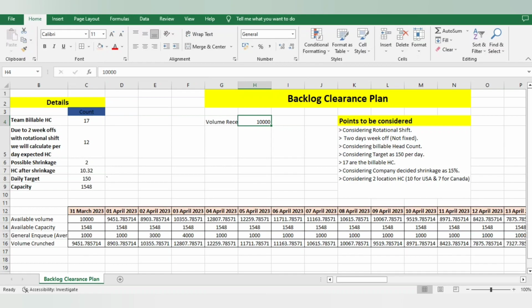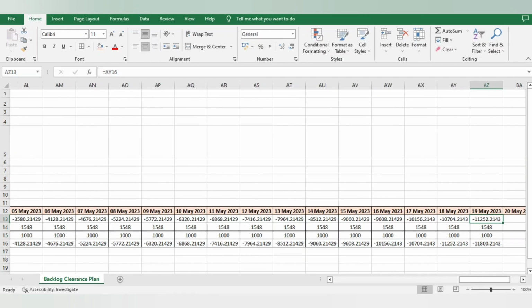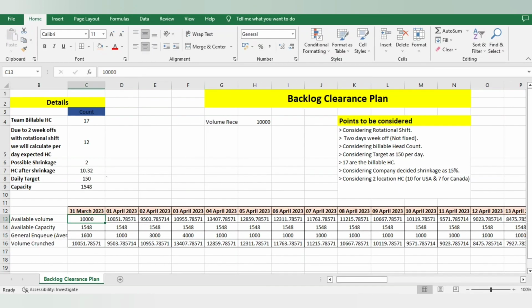Guys, this is not the exact plan, it is just an assumption we can align to. You may get a situation wherein the everyday volume you're getting, for example, the capacity is 1500, but every day you are getting volume as 1600. That is above your capacity. If this is the situation guys, I'm telling you, you will not be able to crunch the volume. Reason, it is going above your capacity.